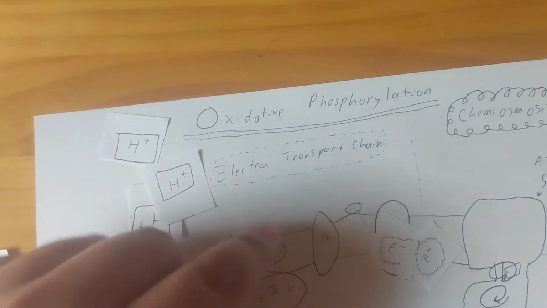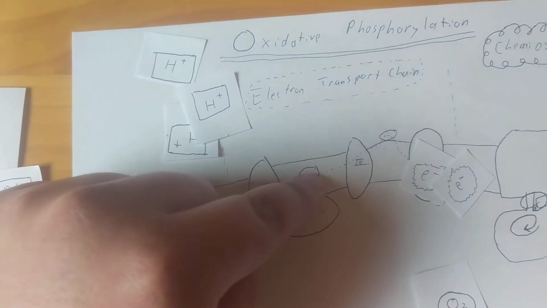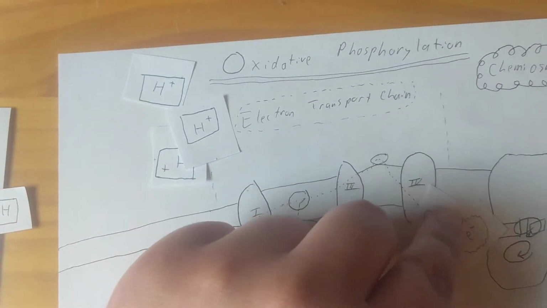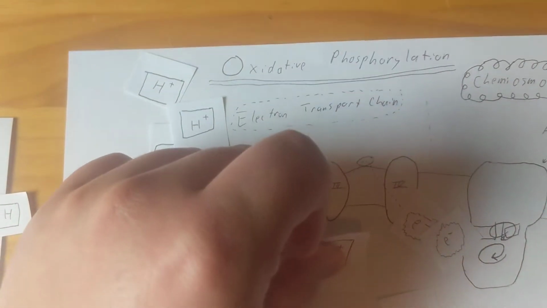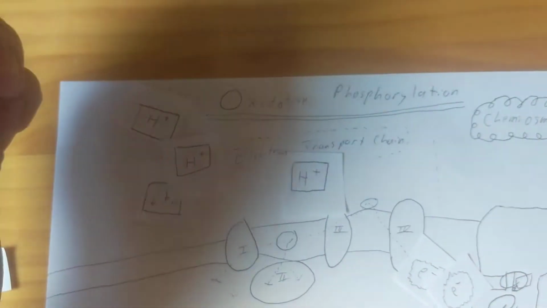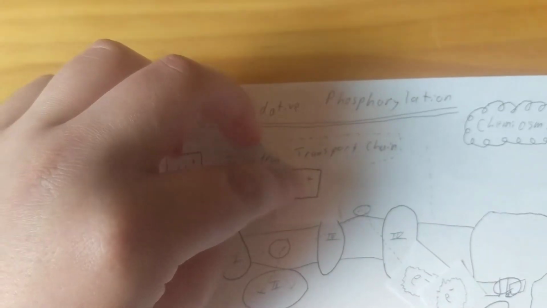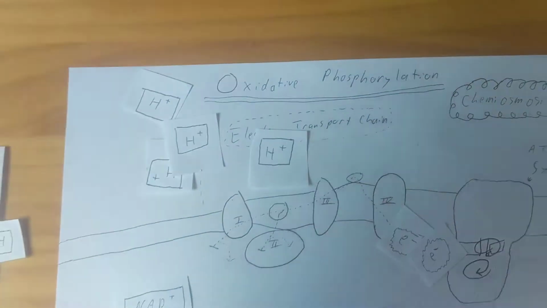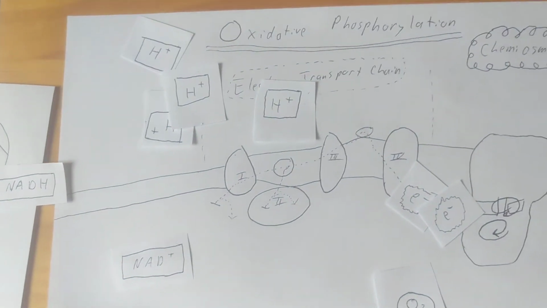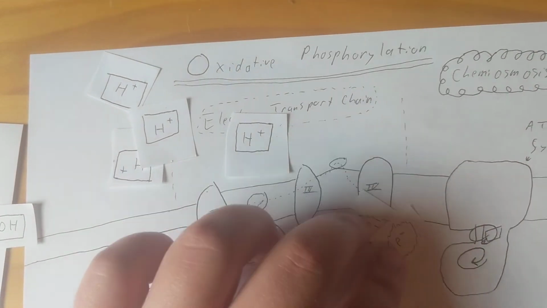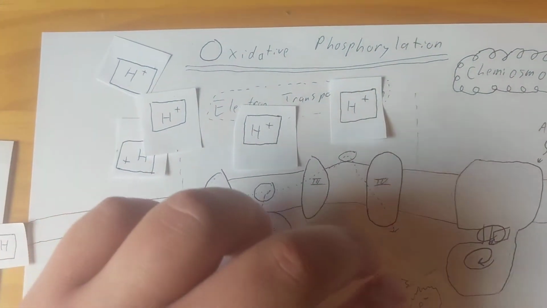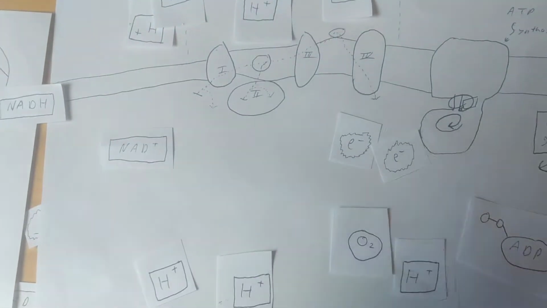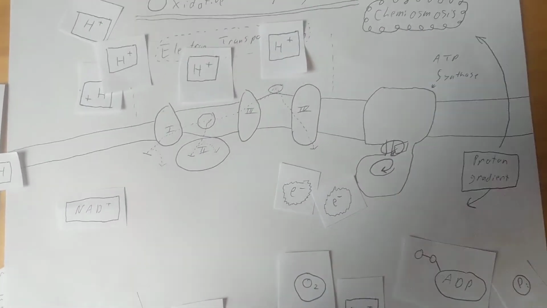Each time they pass one of these proteins that pass through the membrane, which are proteins 1, 3, and 4, they release enough energy to move a hydrogen ion across the inner mitochondrial membrane. And eventually they pass through 4, which releases another hydrogen ion. And now we have these electrons that have released a lot of energy and don't have much left in them.